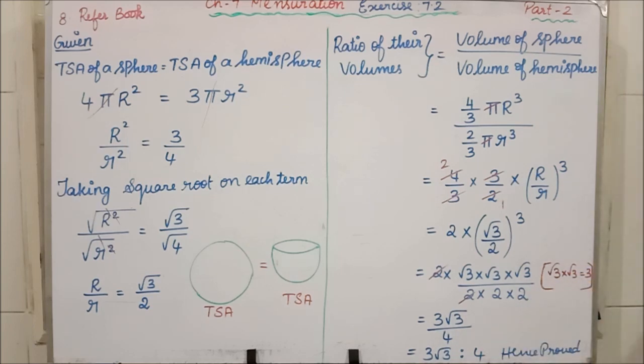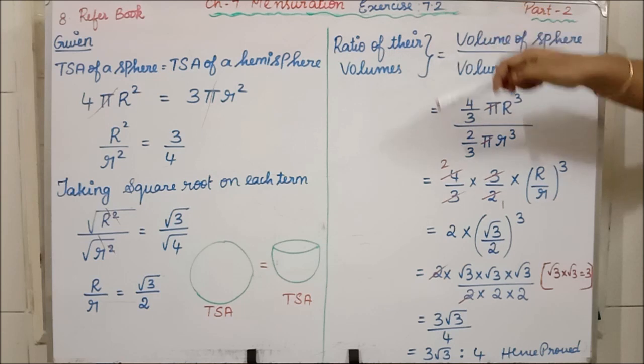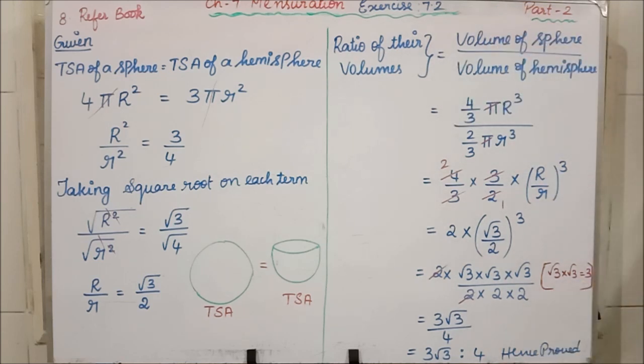That only we have to prove, the ratio of the volume. What we have to get? 3 root 3 is to 4. And we have proved, isn't it? So right ends proved. Clear students, all of you, the 8th question.